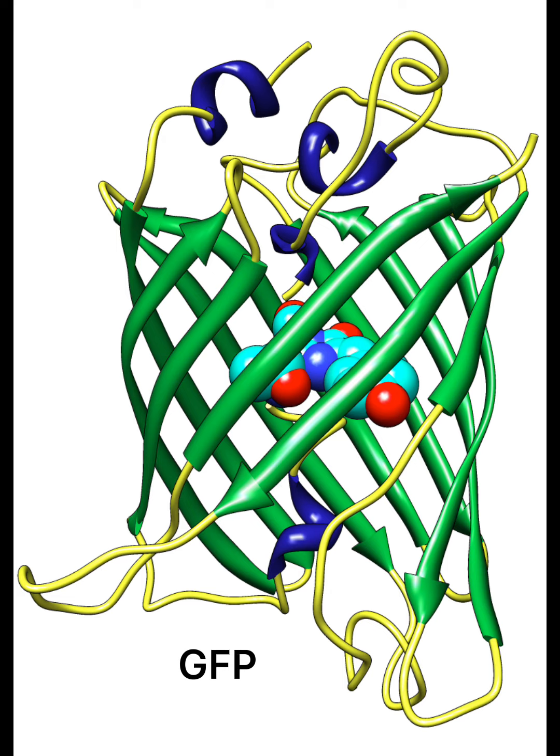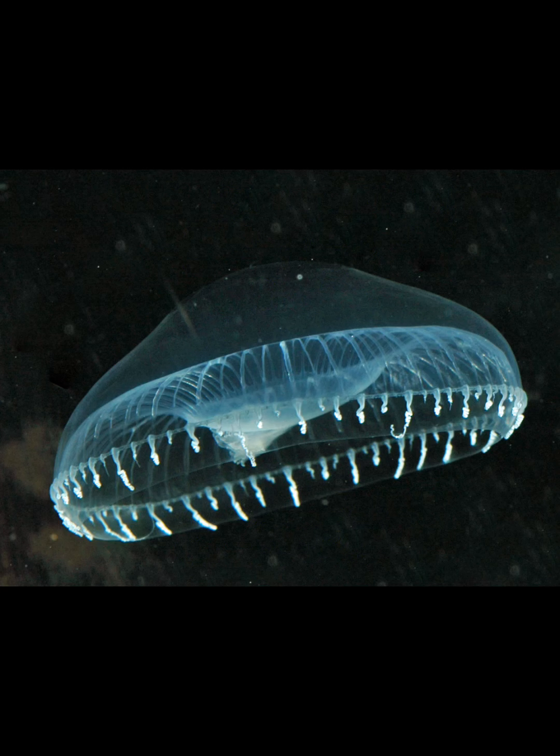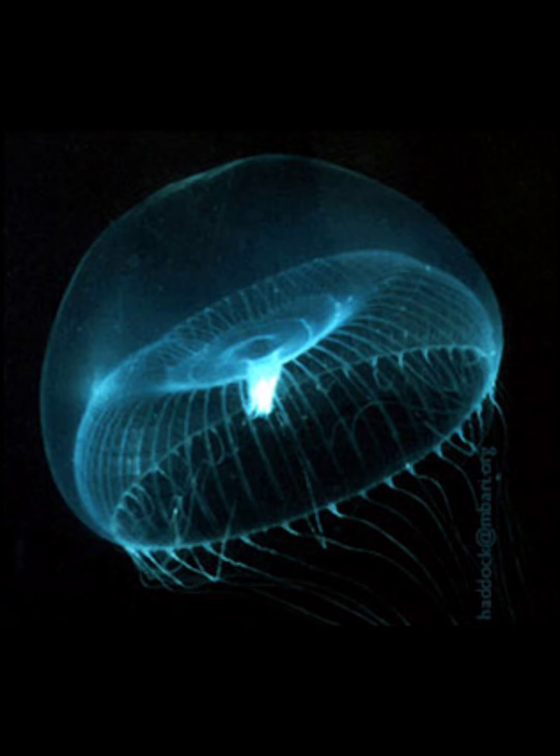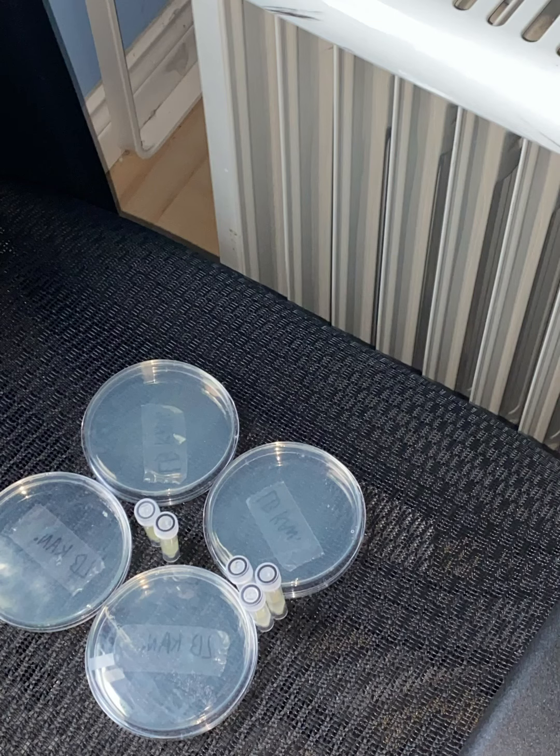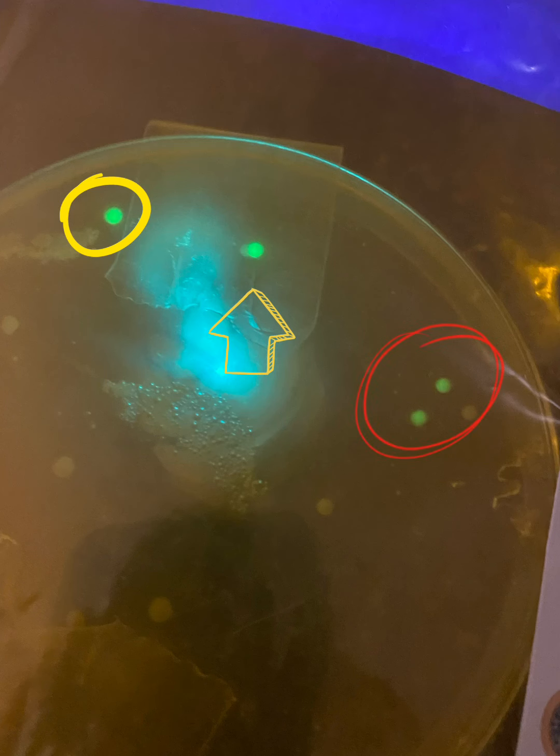This gene is derived from the Aequorea victoria jellyfish, which naturally produces the GFP protein. By giving the E. coli the ability to produce the GFP protein, they will fluoresce under UV light, just like the Aequorea victoria jellyfish.